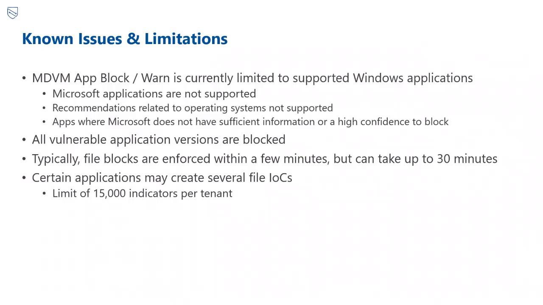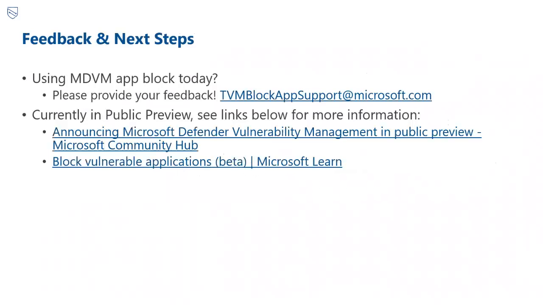Also, I mentioned that you can go and view the particular file IOCs that are created when you create a TVM app block policy. In particular, the thing I want to call out here is that some applications may create several file IOCs, and you have a limit of 15,000 indicators per tenant. So if you're approaching that limit, make sure that you are keeping an eye on that.